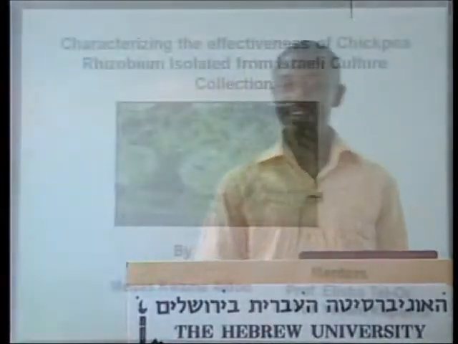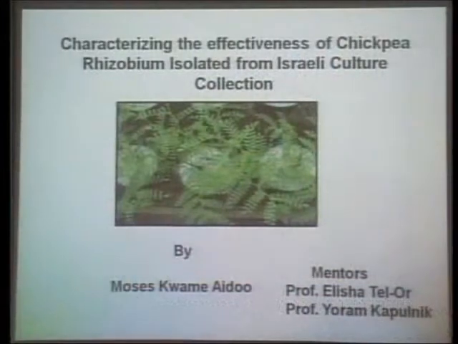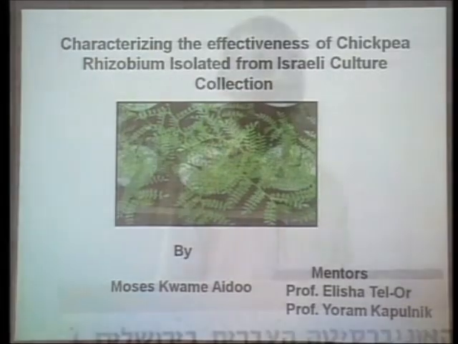Thank you, Shuki, and welcome from the break. The topic of my research exercise is characterizing the effectiveness of chickpea rhizobium isolated from Israeli culture collection. This work was supervised by Professor Alicia Tel-Or here in Hebrew University, and Professor Kapulnik, a researcher from Agriculture Research Organization, Volcani Center. My name is Moses Kwame Aidoo.